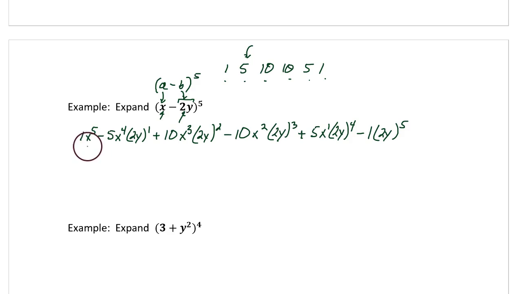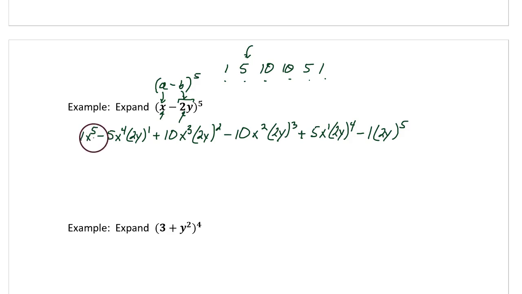Then what happens is that the exponent on our first term decreases each time as you move to the right, until finally in the very last term, it would have just been x to the 0 power. But the exponent used on the value of b, which is the second thing in the binomial, increases as you move across term to term.